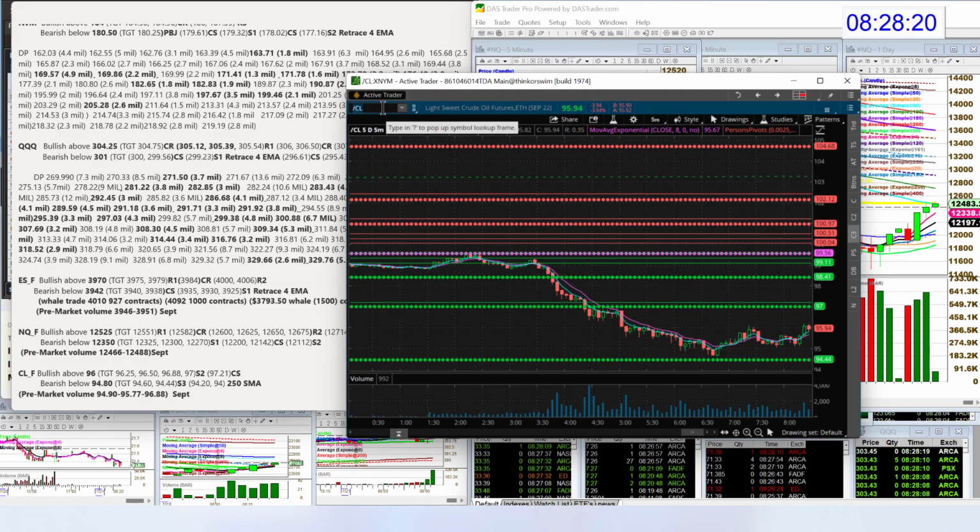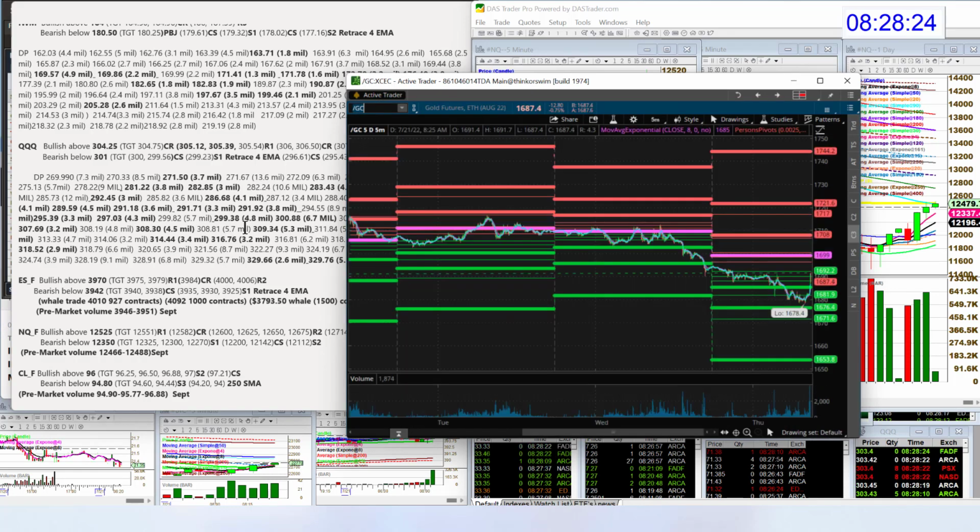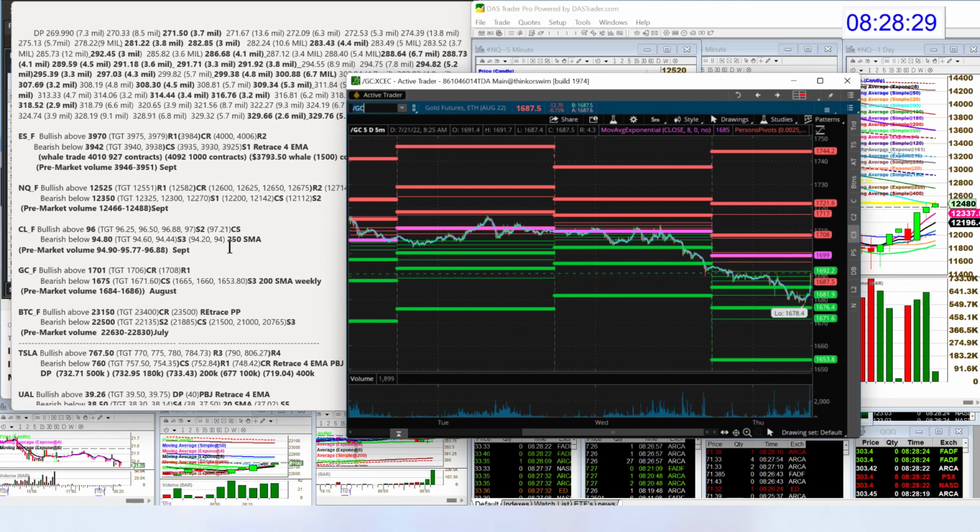Let's head on over to gold futures. Also taking a deep dive, but trying to come back right now. 1700 was a big level. We fell below that. So bullish above it, 1701. Bear below 16.75.